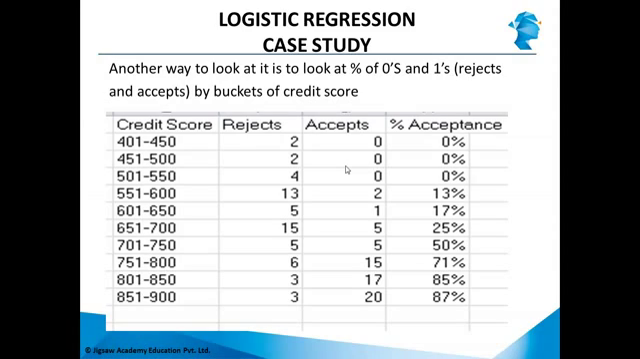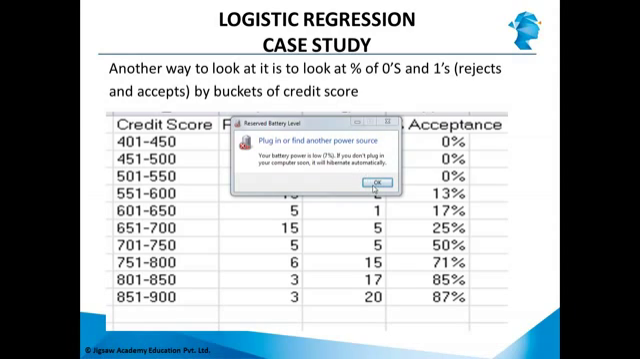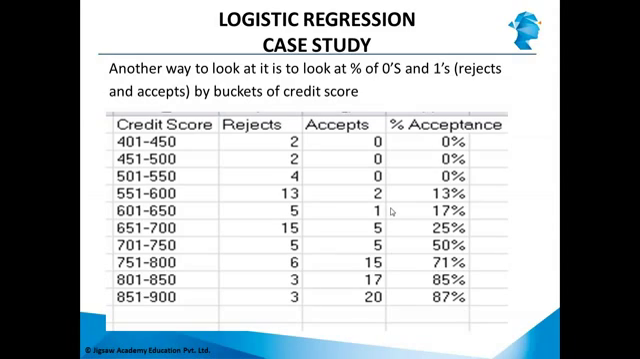So reject is essentially someone that you should have rejected for a personal loan because they have defaulted, and accept is people that have paid in full. So it's a good thing that you can accept someone with a credit history like this because they have repaid the loan in full. So this potentially could be one approach that we could take to look at a relationship between credit score and the default outcome.